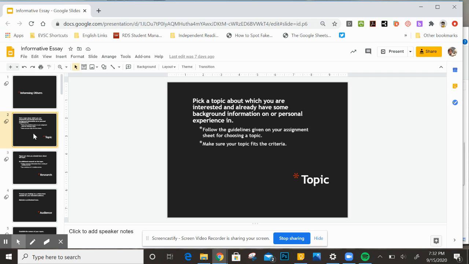Now, you should always follow the guidelines. I mean, obviously, look at the assignment and what you are being asked to do by the teacher, right? Because you don't want to start off down the wrong path, okay? And then obviously make sure that anything you decide to pick does meet any of those criteria.